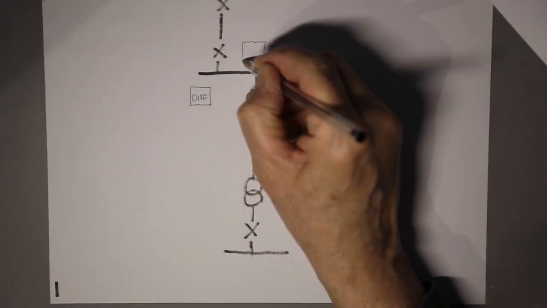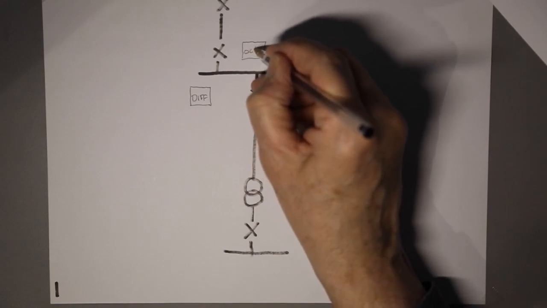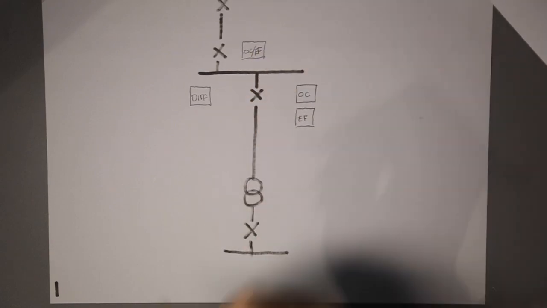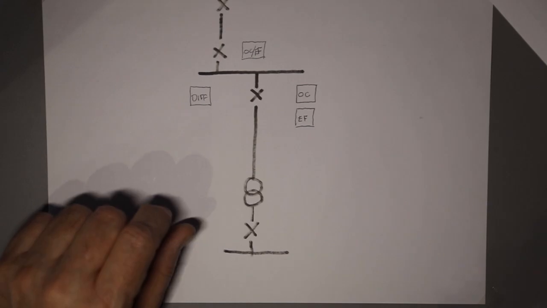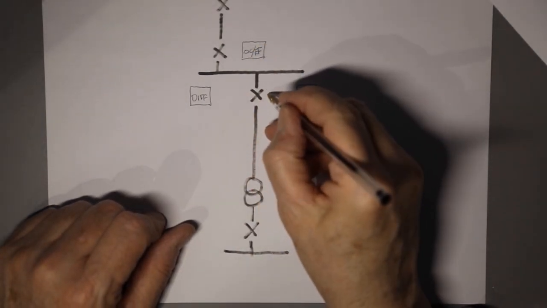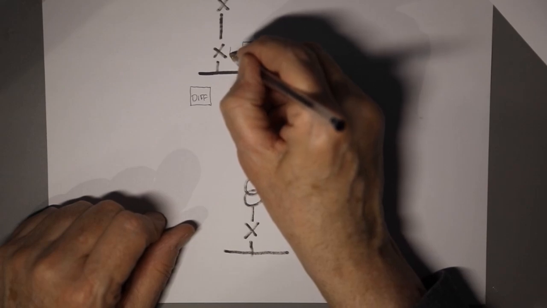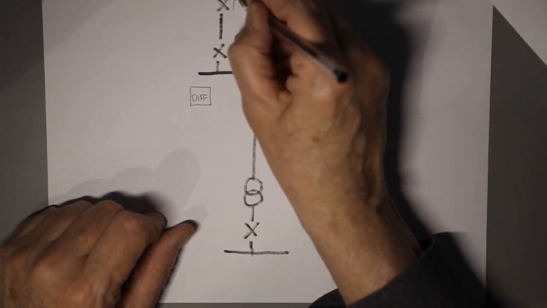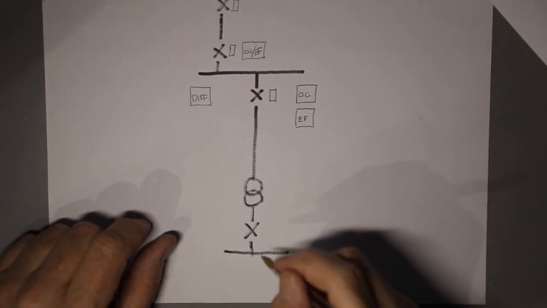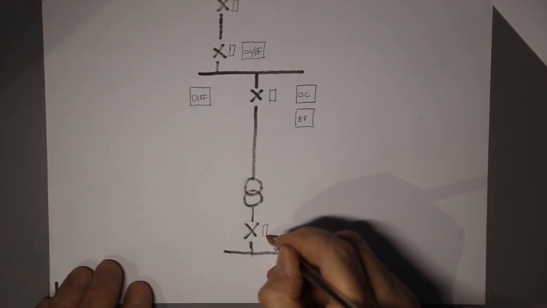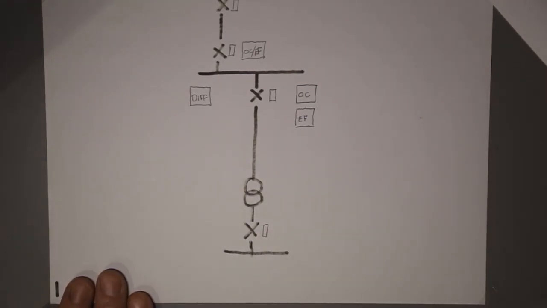So the incoming circuit breaker will have another relay. Typically this could be a CPAM or a MiCOM. I won't separate that out into the overcurrent and earth fault. In order for a circuit breaker to do something, it's got to have a means of operating. So these little rectangles are shunt trip coils.